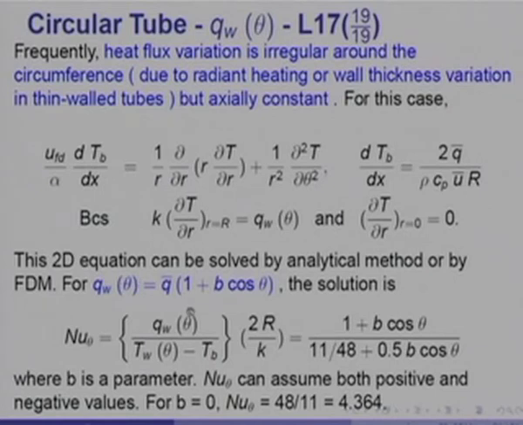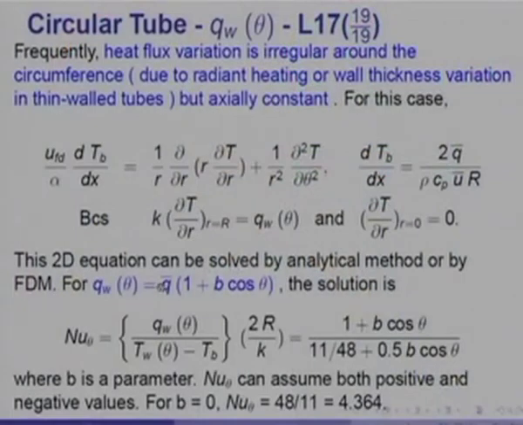And for q_wall(theta) as this simple circumferential variation of heat flux, the solution turns out to be this: 1 plus b cos theta, 11 by 48.5 b cos theta, where b is simply a parameter. So, you can see in this case Nu theta along the periphery of the duct can assume both positive as well as negative values, but that should not disturb you because that is expected. All it tells you is whether the T wall is greater than T bulk or less than T bulk. But if b is equal to 0, which implies q_wall(theta) is uniform along the duct, then you readily recover 4.364. And that is what we had.